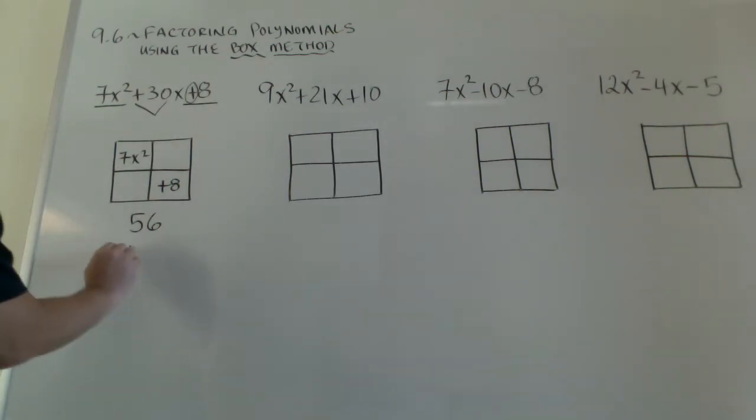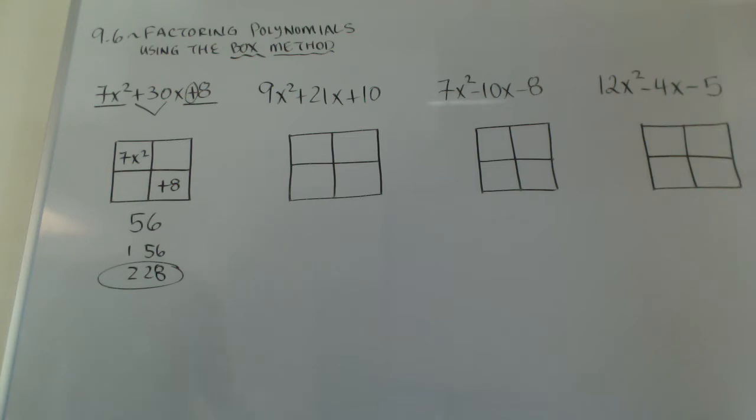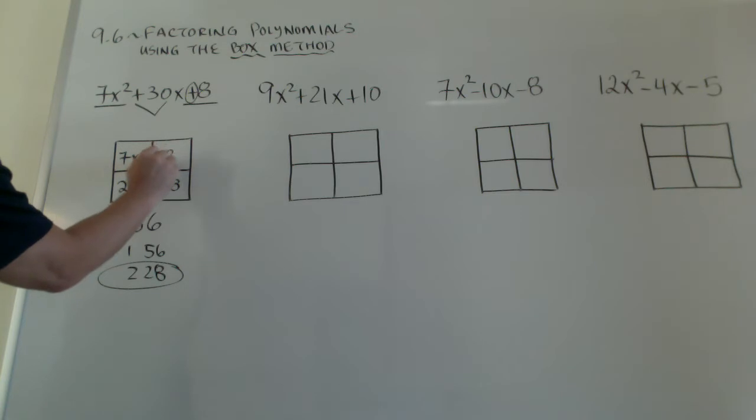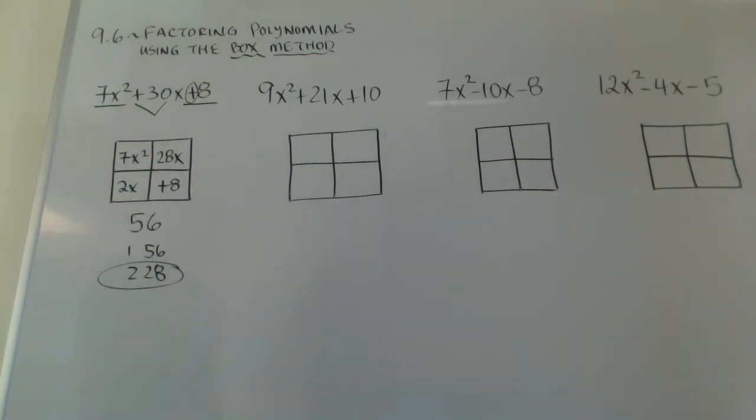So if I go 1 and 56, 2 and 28, I can see that this adds up to 30. So I'll take the 2 and the 28, and it doesn't matter which one you put where. I can put the 2x here and the 28x here. And now I filled in my box.